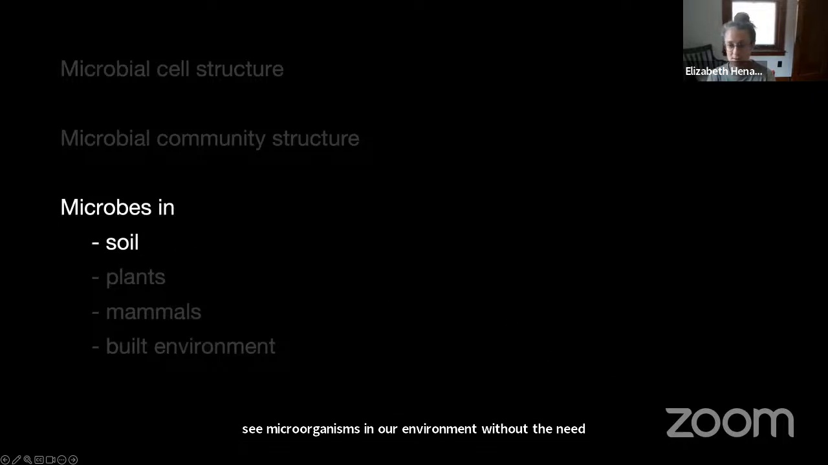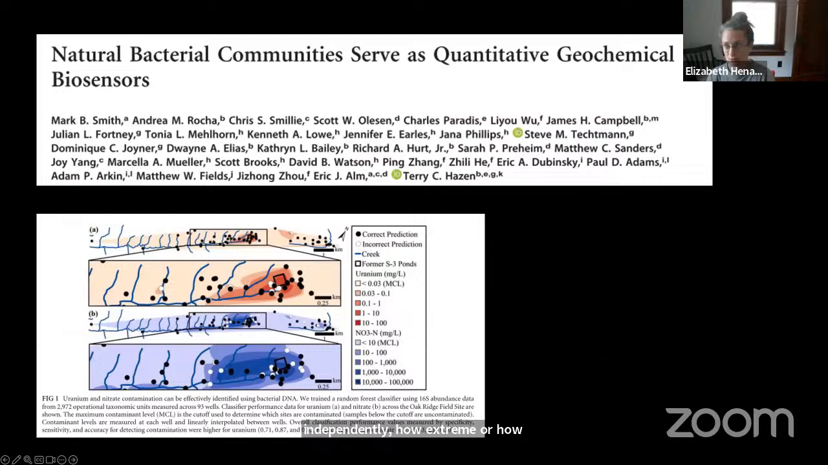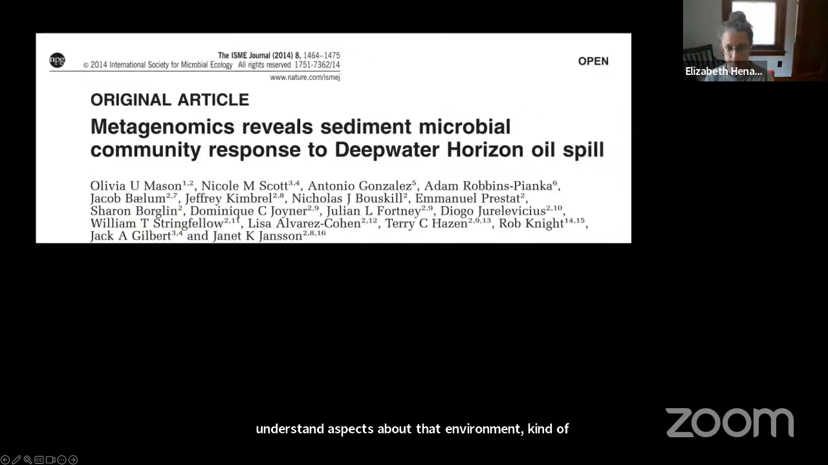We find microbes in all environments that have been studied to date, independently of how extreme or how harsh those environments might be. So we find microbes in soil. Microbes adapt very quickly to soil conditions and anthropogenic contamination as well. And so this is a cool paper that shows that you can use the composition of a microbial community as a biosensor to understand aspects about that environment, kind of abiotic aspects of that environment itself.